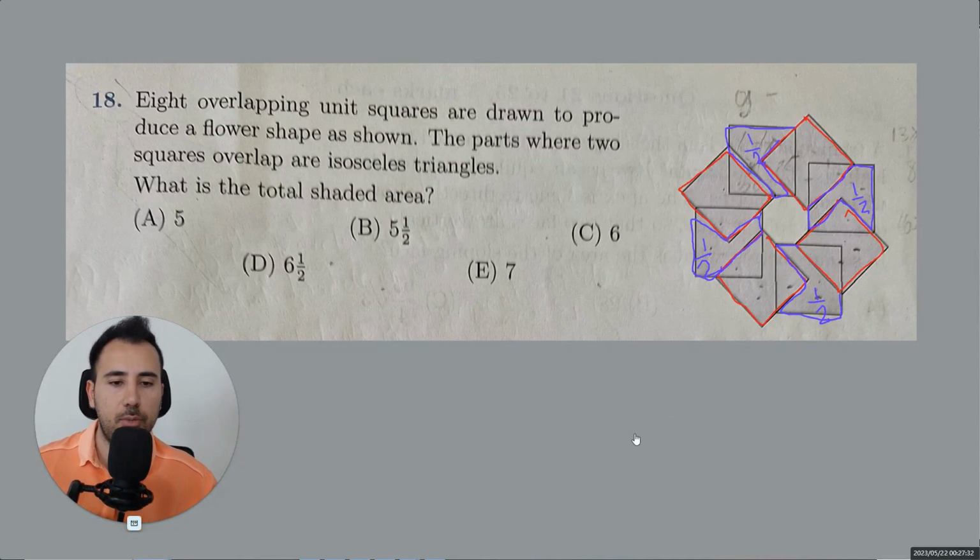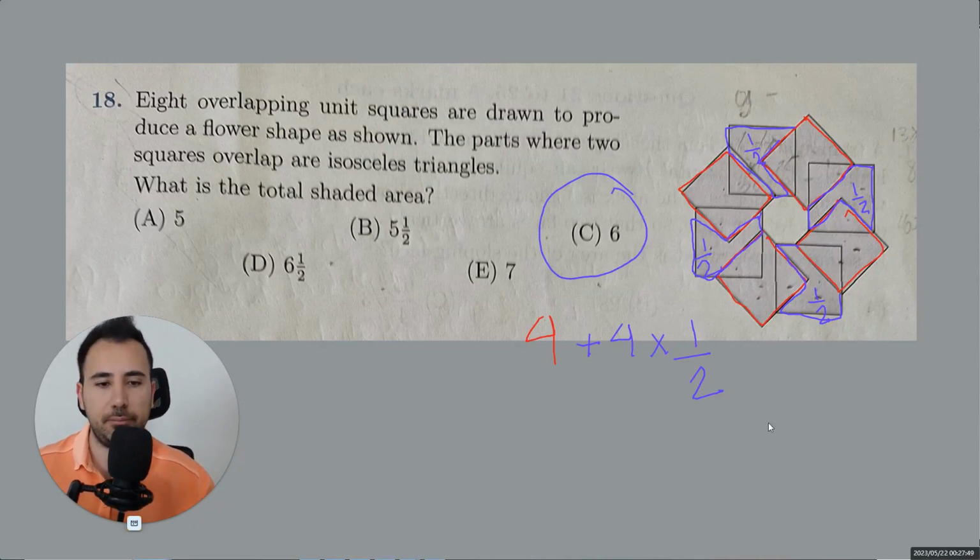So the red ones are easy peasy 4. And we're going to have 4 halves. It's going to be 2 plus 4, 6.